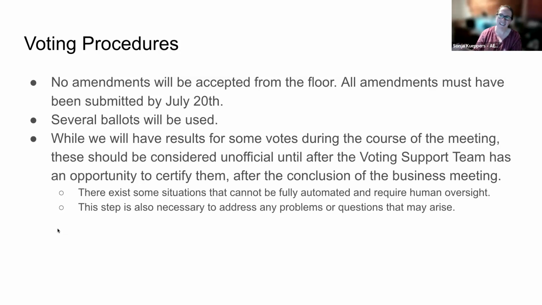The reason why we need to certify the vote is because there are some situations that can't be fully automated and require human oversight. To give an example from last year's assembly, we needed to be able to determine who would get the 1-year term of office for the board election and who would get the 3-year term of office. And the voting support team that we had last year had to do some calculations in order to figure that out because the automated system didn't have the answer. So that's an example of the kind of thing that could require some human oversight.